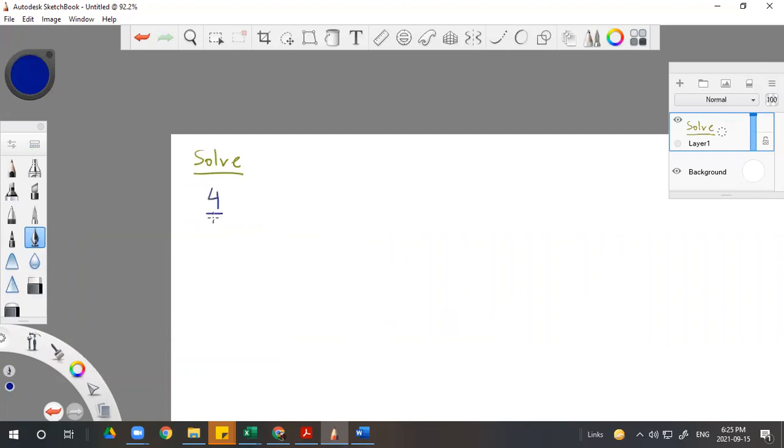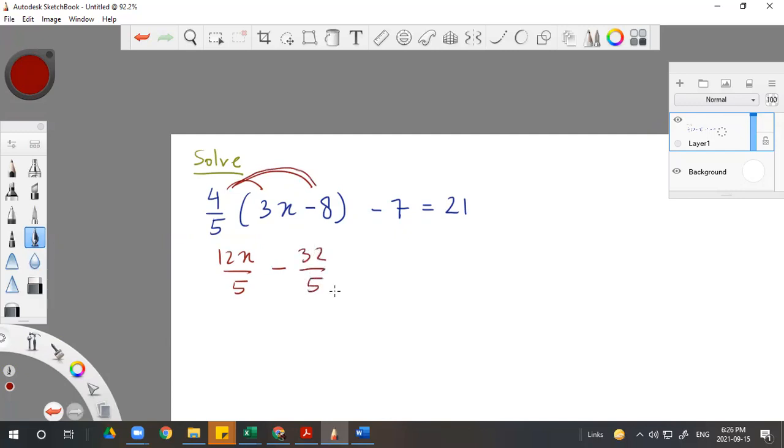For example, 4 over 5 times 3x minus 8, equals, I want to make it as near as the question, minus 7 equals 21. So what you need to do is calculate again one by one. Rainbow rule, multiply. So 4 over 5 times 3x: 4 times 3x, then 12x over 5, minus 8: 4 times negative 8 is negative 32 over 5, right?